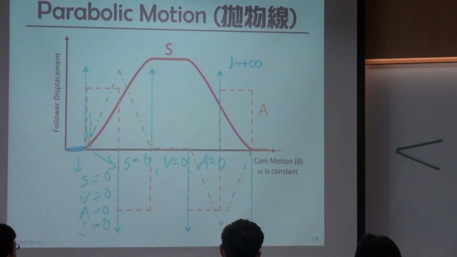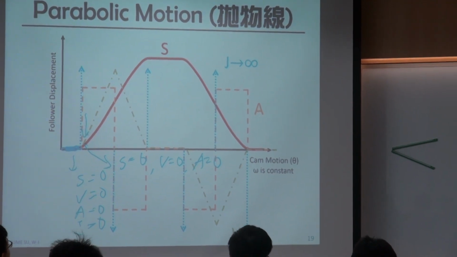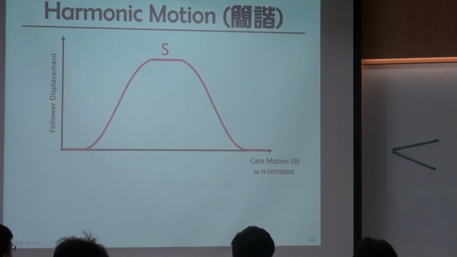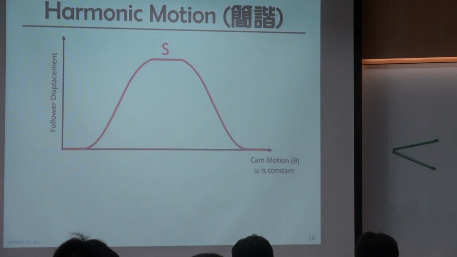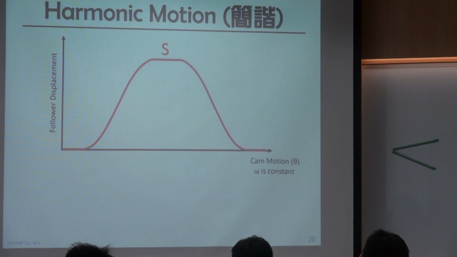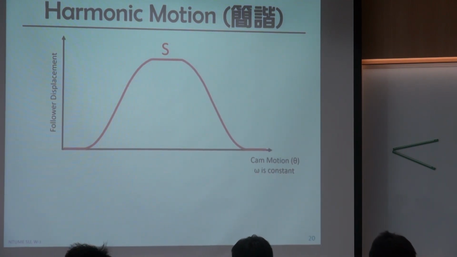So we'll try another curve to see if it can work better. Another motion we are introducing here is called harmonic motion. Harmonic basically means sine or cosine. So we use this type of function to see if it can satisfy these 6 conditions. If these 6 conditions can be satisfied, then we know there won't be infinite jerk.